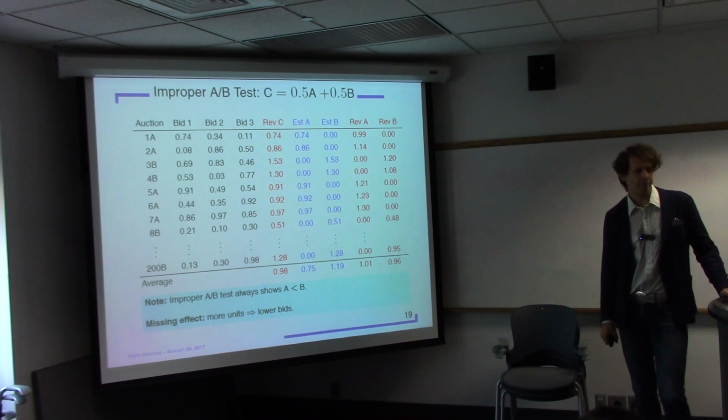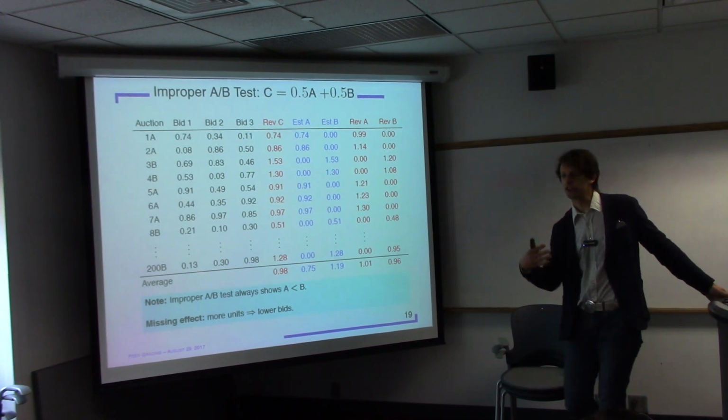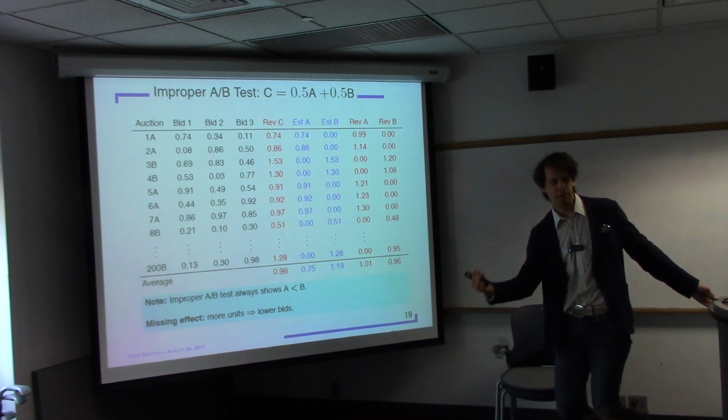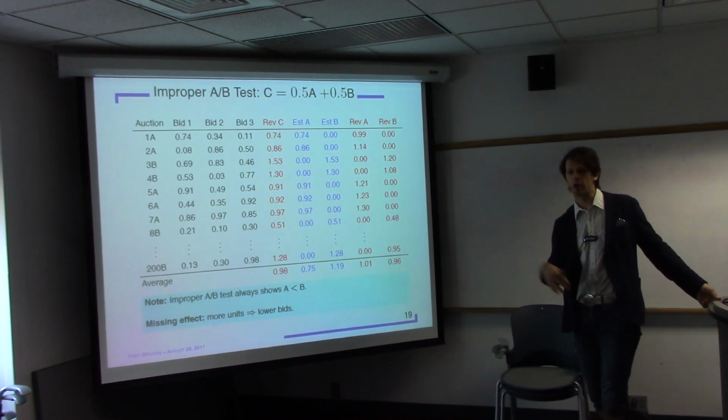Okay, so there's a missing effect: if I sell more units, there's less competition and bids should be smaller. So bids should be lower in auction B than they were in auction A, and we're not seeing that here.